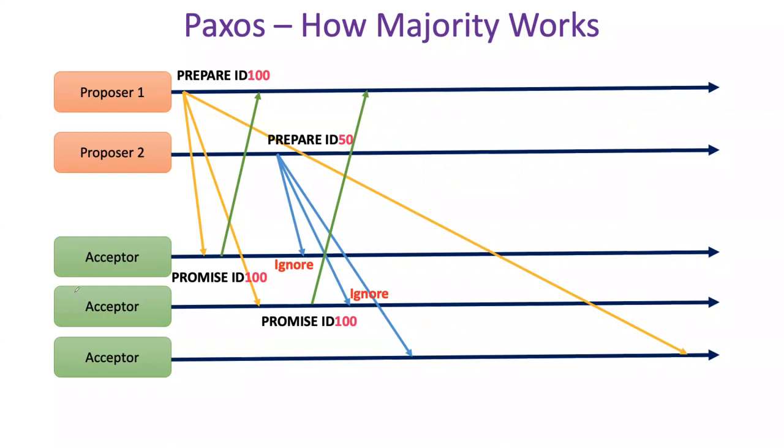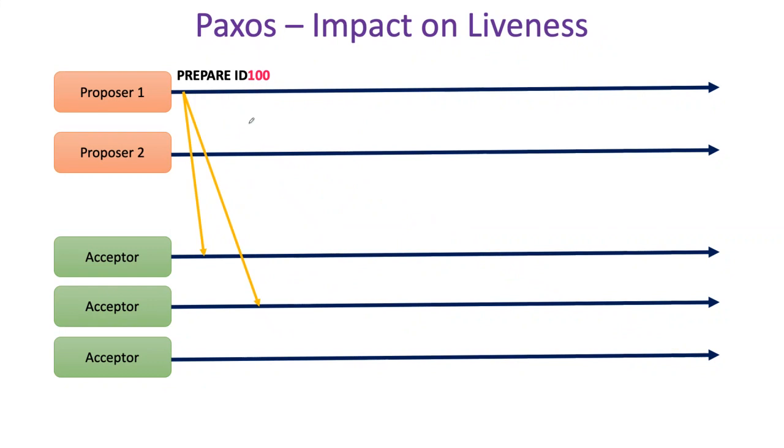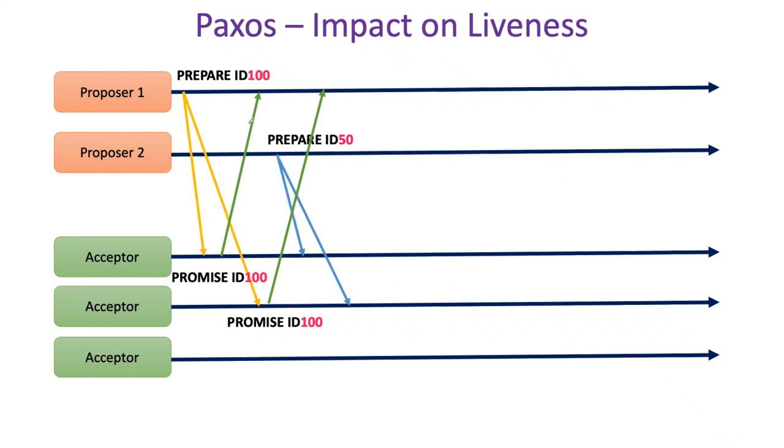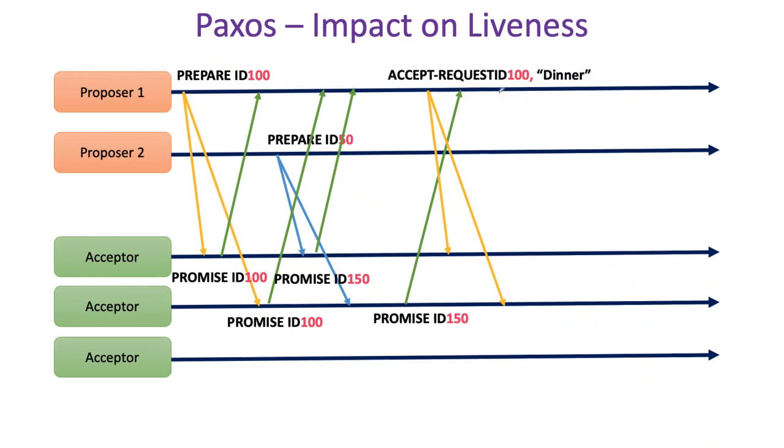So there are 3 acceptors, and out of that, 2 have already accepted the proposal of your proposer 1, so they will simply ignore it, and they will give the commitment to your proposer 1. Then if proposer 2 comes with a new ID, the new ID is accepted by your acceptors, and they will inform proposer 1 that they are going with the new proposal proposed by your proposer 2. That will be broadcasted in the network. Then the accepted request ID for your dinner will be broadcasted among the acceptors, but the acceptors will ignore it, as they promised to go with the new ID, the new commitment.